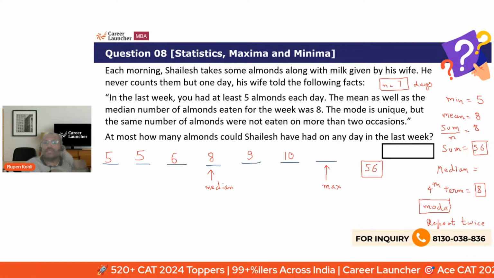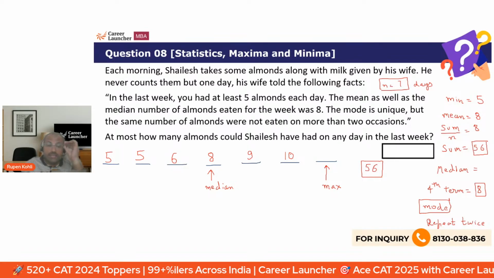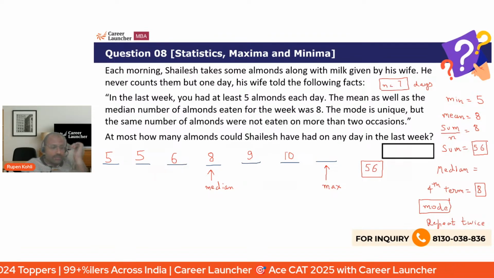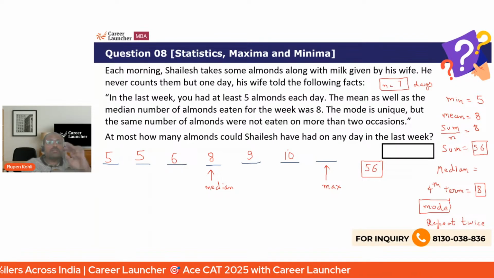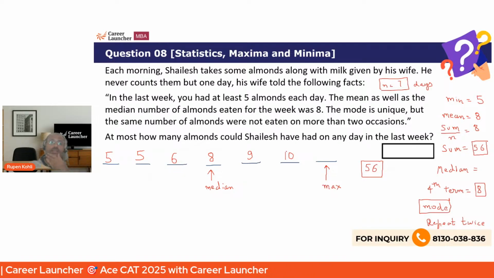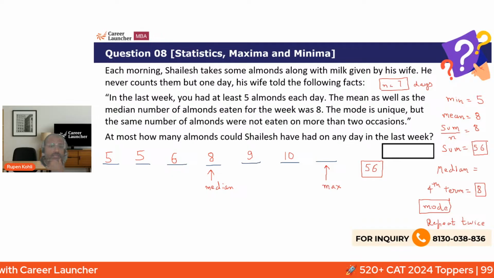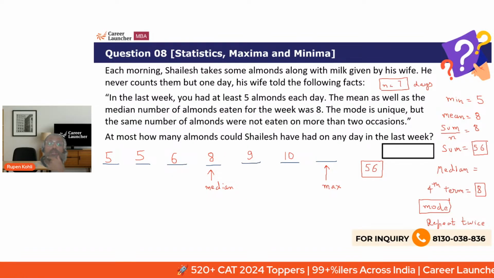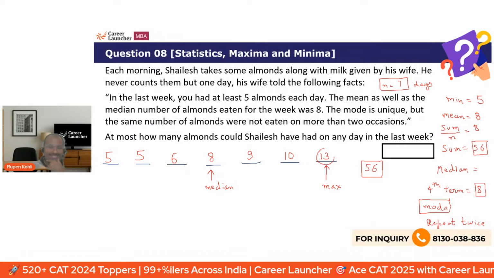5, 5, 6, 8, 9, 10. These are the smallest figures for the other 6 days. What does that add up to? 5 plus 5 is 10, 6 is 16, 8 is 24, 9 is 33, 10 is 43. 56 minus 43 is 13.